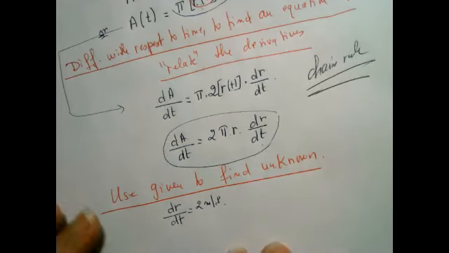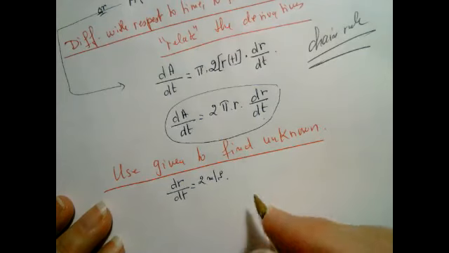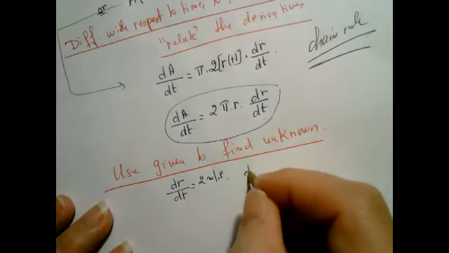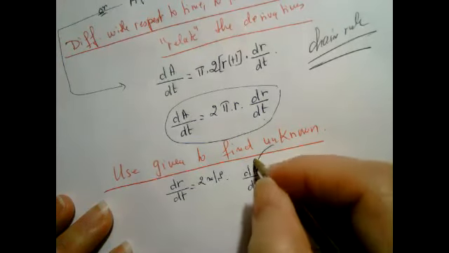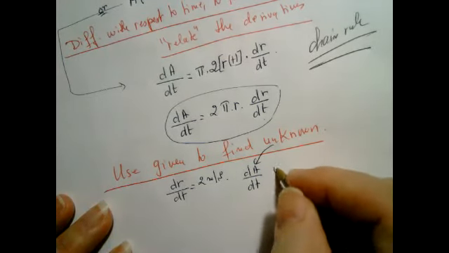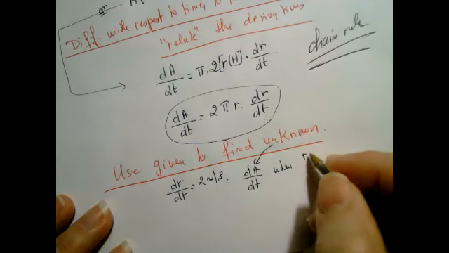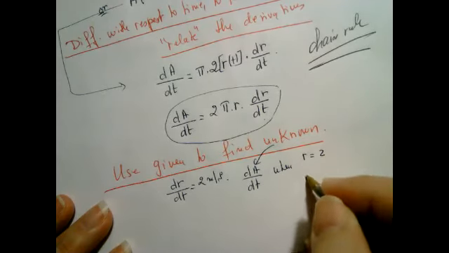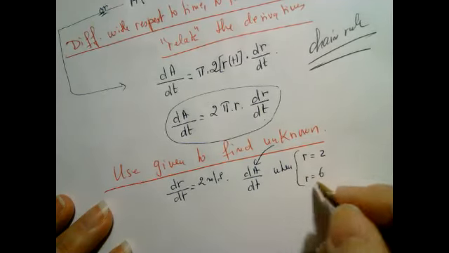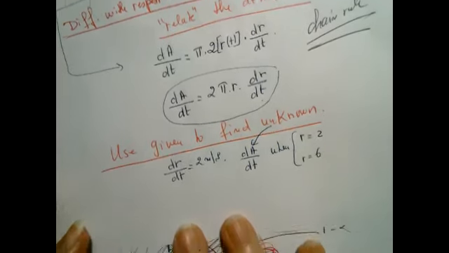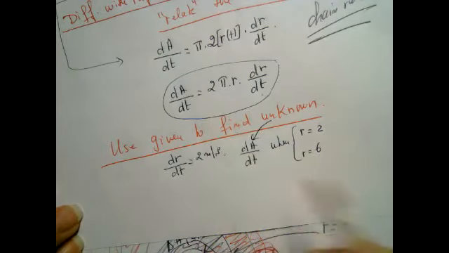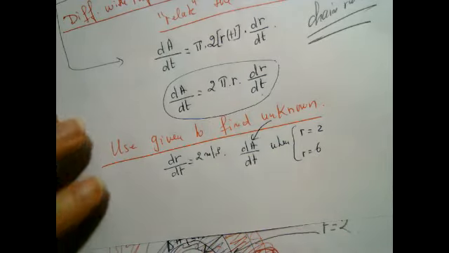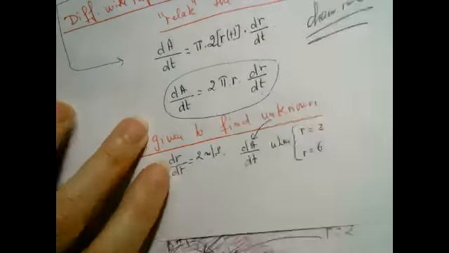Okay, and the unknown is dA/dt, for 2 values of r, when r is 2 and when r is 6. So we're gonna do each one of them separately and we're almost done. All right, let's see what it is. So let me take my formula, my relationship, and do it.